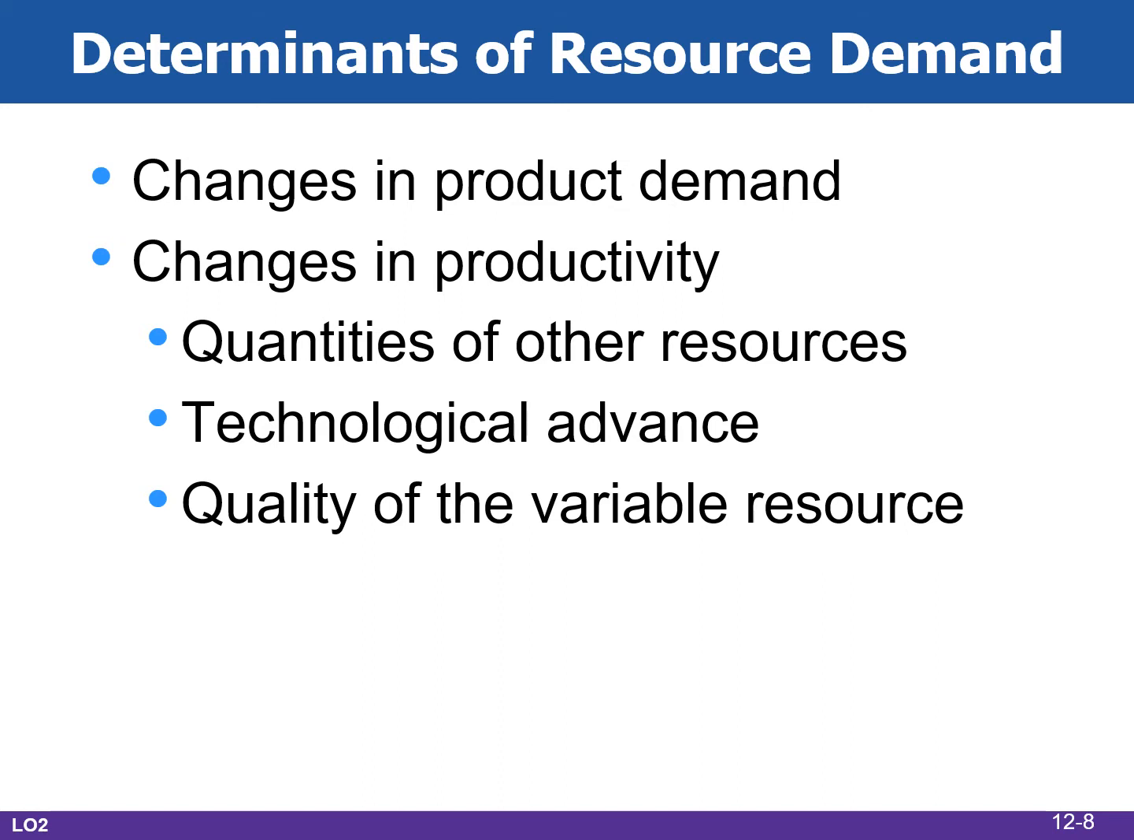The last one, as far as changes in productivity, will be the quality of the variable resource. So improvements in the quality of a variable resource. Think about labor, right? In other words, if there's an increase in the marginal product of labor, there will be an increase in demand for that resource. So if adding an additional worker increases output by more than in the past, therefore the marginal product of that worker is higher, there's going to be an increase in demand for workers.